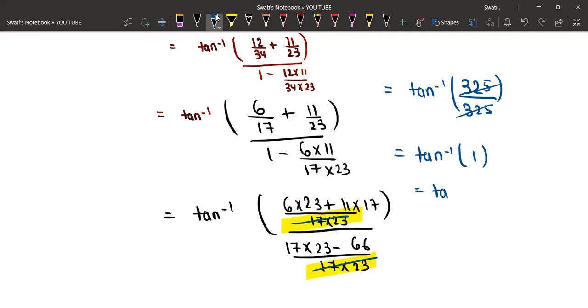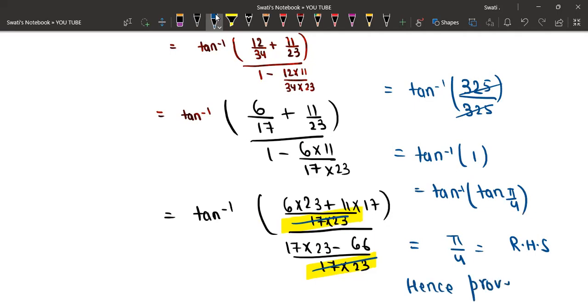Now we know that the value of tan pi by 4 is 1. So in place of 1, we can replace it by tan pi by 4. And now by using the formula tan inverse tan theta is theta, we are getting pi by 4. And do you remember that this is nothing but your RHS, hence proved. That's the best thing to write in maths, that here you got the proof.